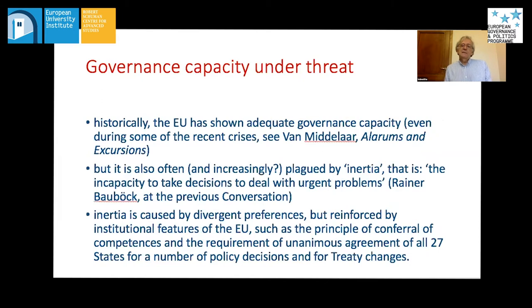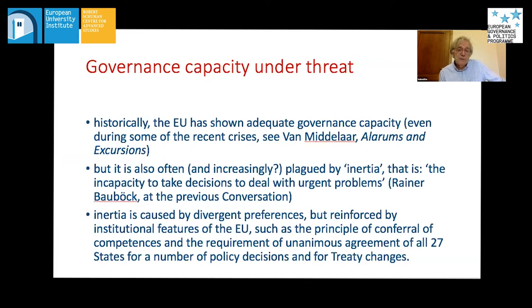So the governance capacity of the European Union has historically been rather good. Even in recent crises, previous to the COVID crisis, some authors, for example Luuk van Middelaar in his latest book, have argued that the EU has been relatively effective in dealing with governance issues. Still, I think one can agree that the EU is also often, maybe increasingly, plagued by what can be called inertia. That's a term used in our last conversation by Reiner Bauböck, and he defined inertia as the incapacity to take decisions to deal with urgent problems.